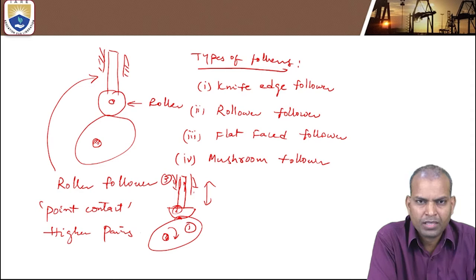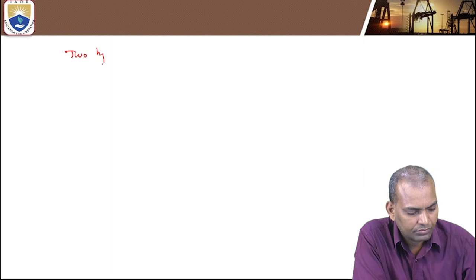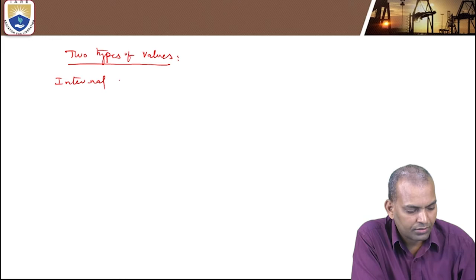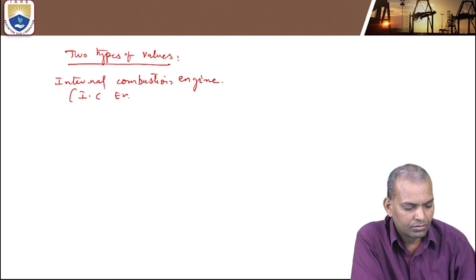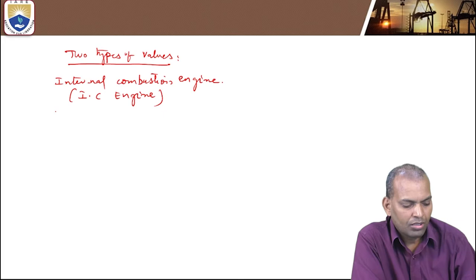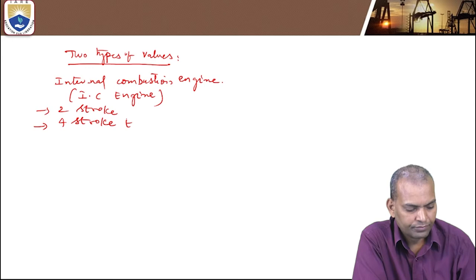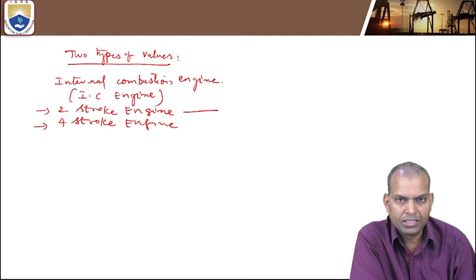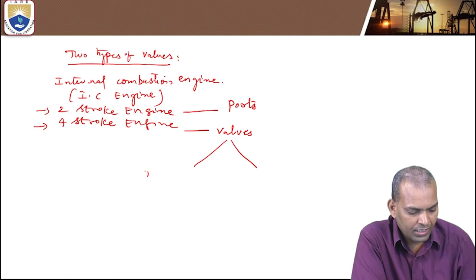What are the valves? There are two types of valves, especially in the case of the internal combustion engine, or simply call it an IC engine. In this internal combustion engine, there are two types of engines: one is a two stroke engine, another one is a four stroke engine. The two stroke engine consists of ports, whereas the four-stroke engine consists of valves. Then two types of valves, as I told you: the inlet valve and the outlet valve.